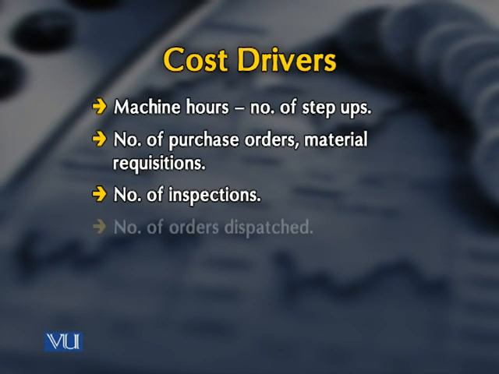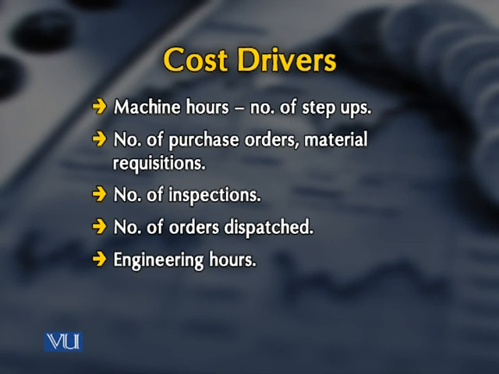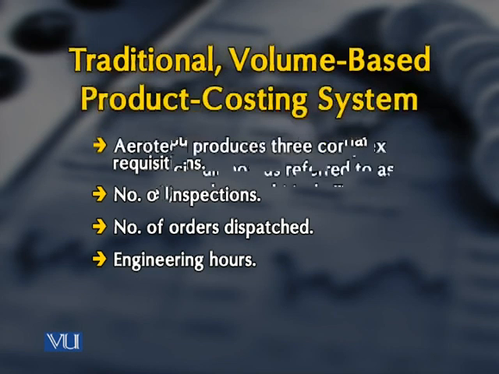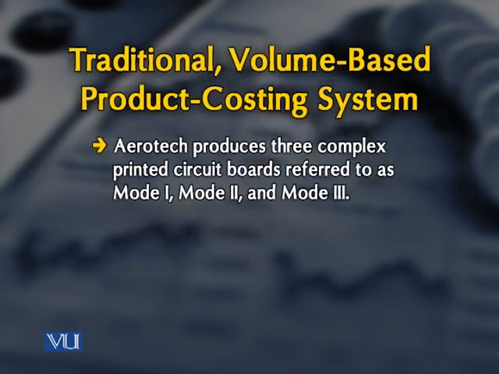Then the number of orders dispatched. So we use the number of orders in the case of shipping cost and dispatch cost. Engineering hours, designing and all that, how much time is required. So engineering hours can be a cost driver. Now let us discuss an illustration comparing the traditional costing and the ABC costing.